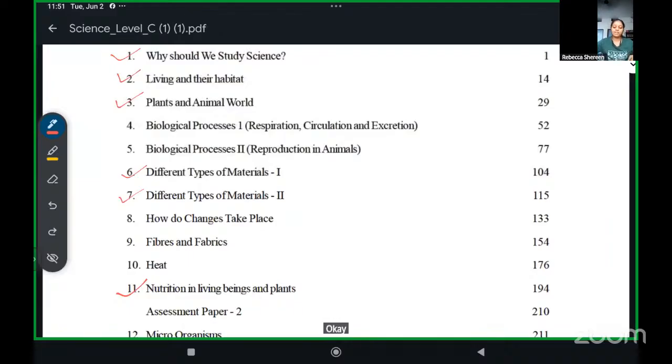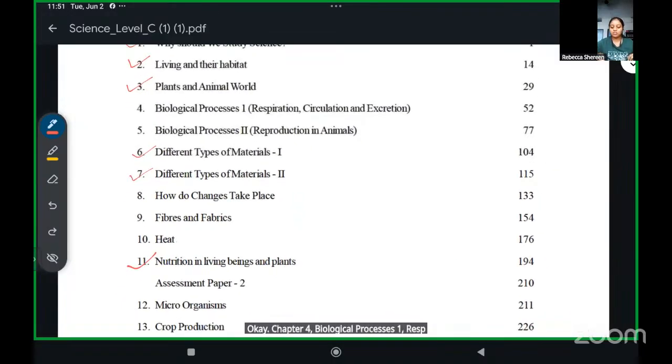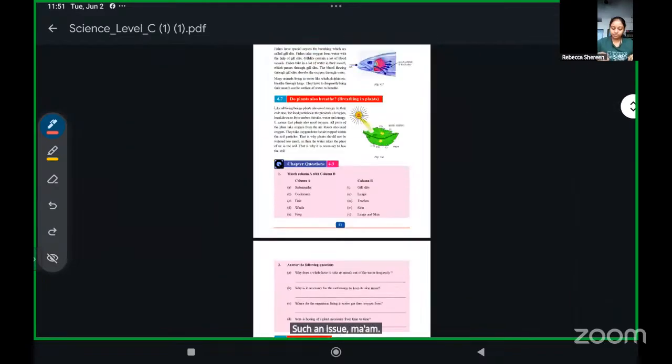Okay, the lesson that we will start today is chapter 4, Biological Processes 1, that is respiration, circulation, and excretion.